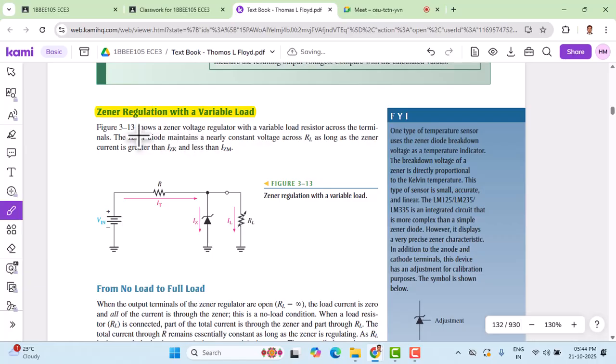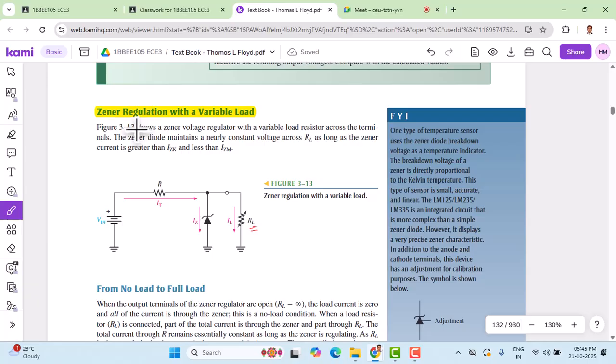Now here we have another application wherein we have Zener regulation with a variable load. In the earlier example we considered input voltage variation, but in this example the input voltage is fixed. Let's not assume that this input voltage is varying; what is varying is the load. We have a load resistance connected here, and there is a variable arrow mark that shows that RL is not fixed. It can be no load, it can be the full load. That effect we can see in this example.